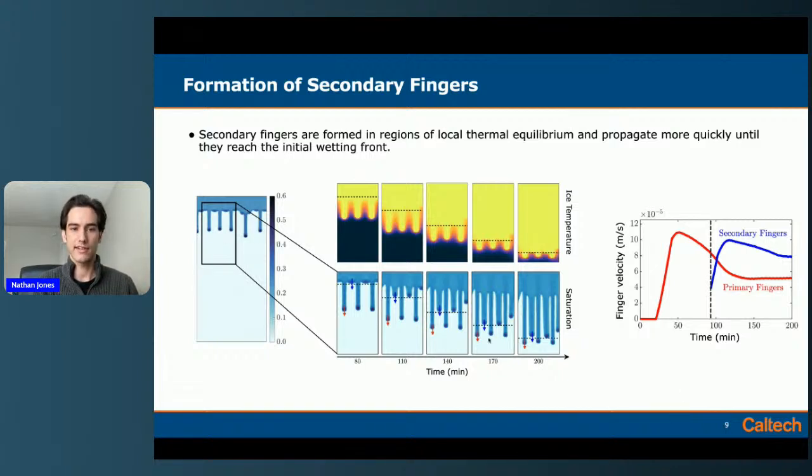But as time goes on, we can see that if you take a cross section here of saturation, the flow is now much more evenly distributed in the domain. And it also has the effect of slowing down the overall flow.